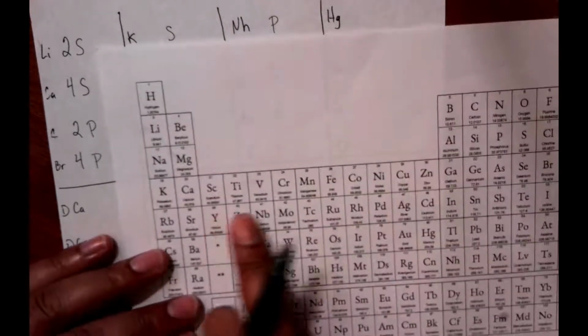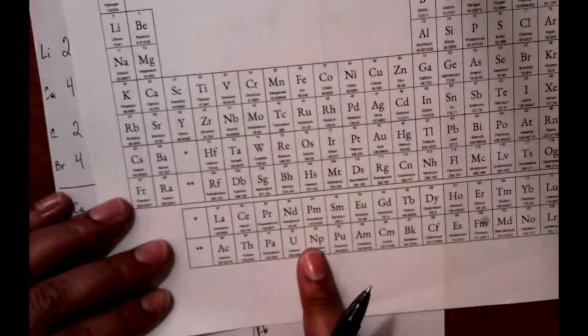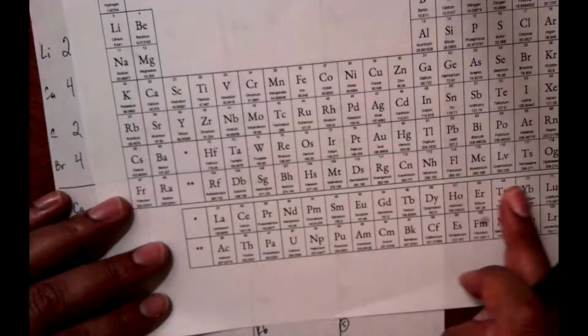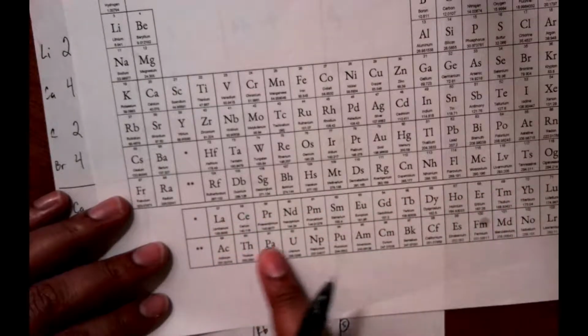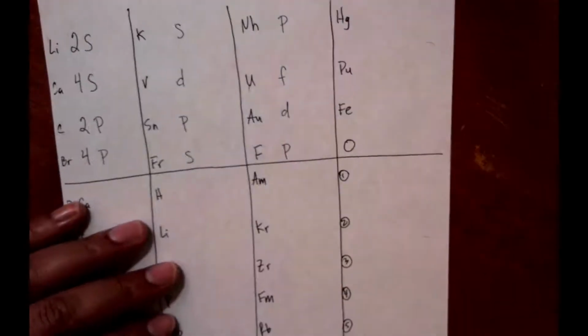Okay, now remember your counts. 3, 4, 5, 6. And then for the F block, this one starts on the fourth floor. Anything here would be 4F, and anything in this row would be 5F. Okay, hopefully that makes sense.